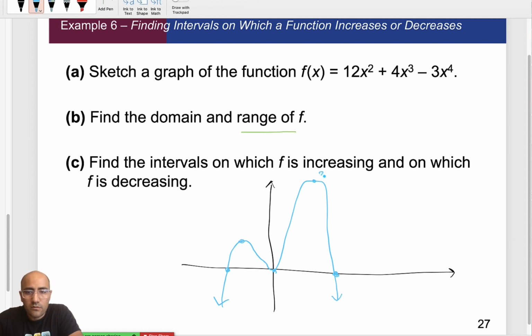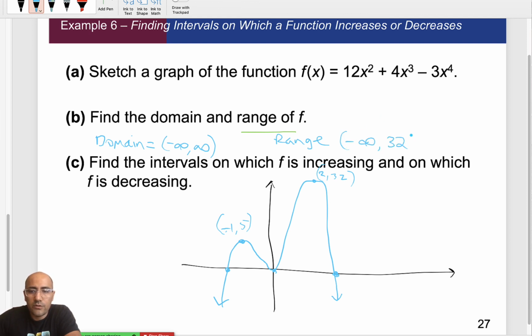So this goes (2, 32) and then (-1, 5) for this one. Okay, so the domain and range. The domain is going to be all real numbers from negative infinity to positive infinity. And the range is going to be all numbers starting from negative infinity all the way up to the maximum value that it could be, which is 32. So it starts at negative infinity and goes up through 32, inclusive of 32. Right, 32 is a potential value.